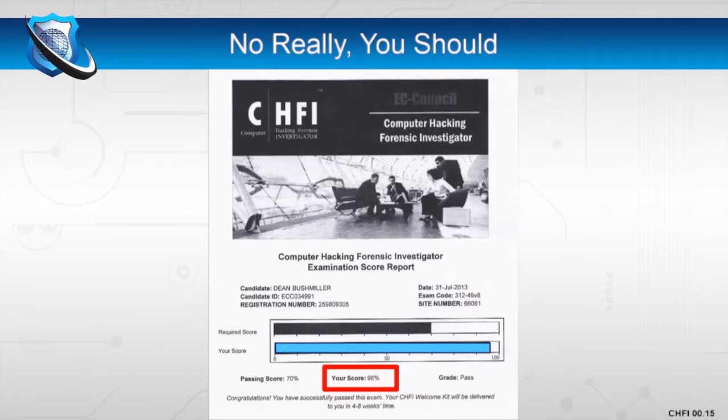Now, here's why I think you should really listen to me about CHFI. Take a look down below. Now, this is a black and white printout, so I had to put a little color in it, but you'll notice that I passed the test. And I didn't do too shabby of a job. So I kind of understand what's going on with the test, but also what's going on with the real world.